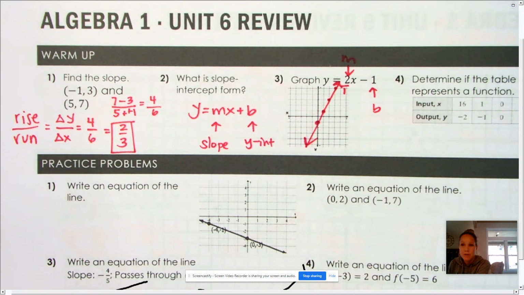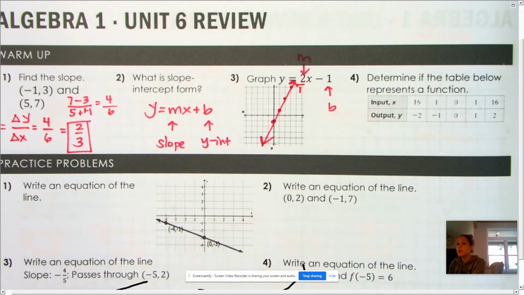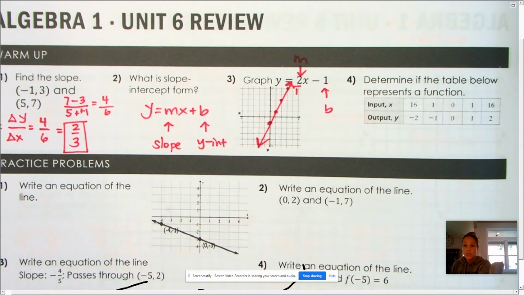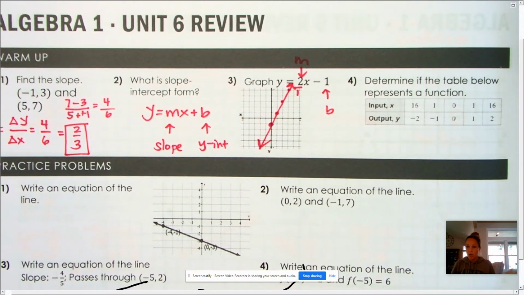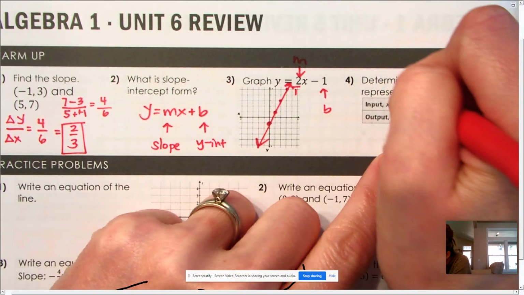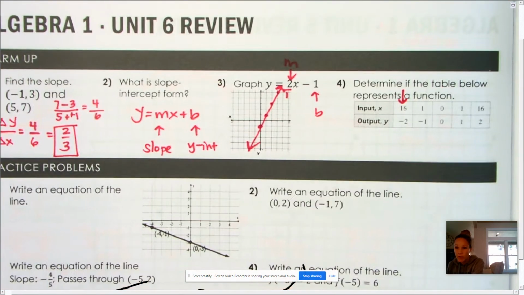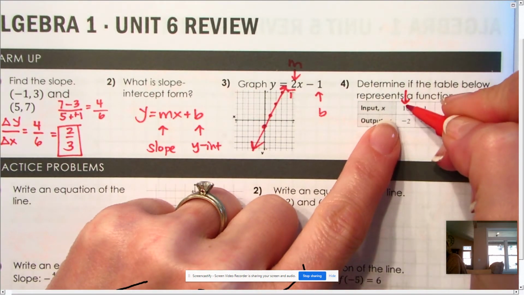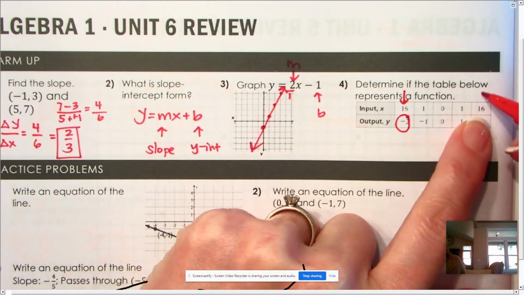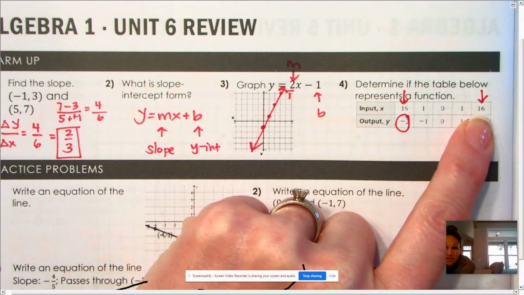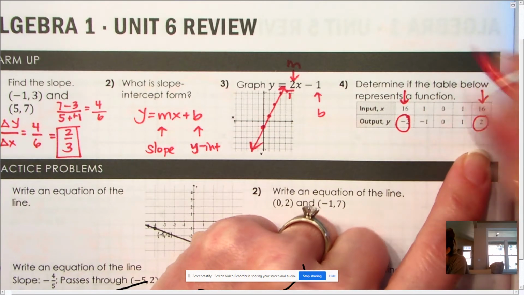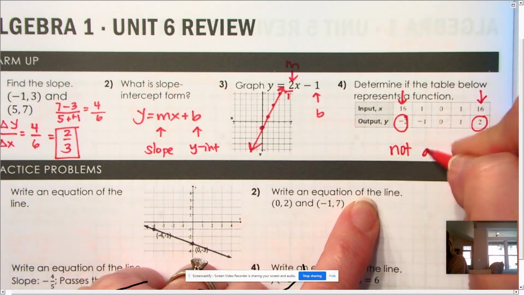Question number 4 says determine if the table below represents a function. Okay, so if it's going to be a function, I don't necessarily need it to have a common rate of change. That's if it's linear. But for a function, for each input, it will give me exactly one output. So if you see here, I plugged in a 16 and I got out a -2. Well, do I plug in 16 again? I do. So what I should get out is a -2 if it's a function, but it came out a +2. So this is not a function.